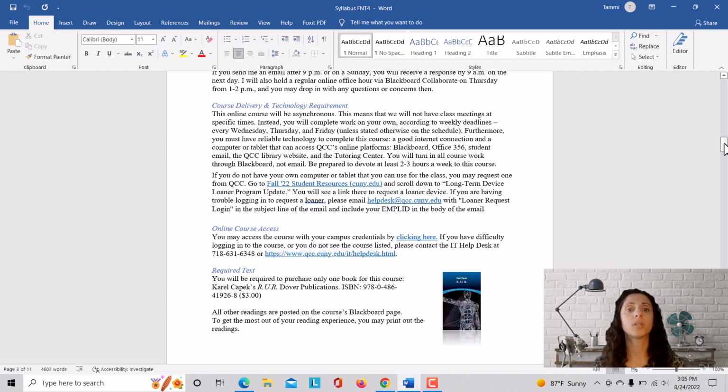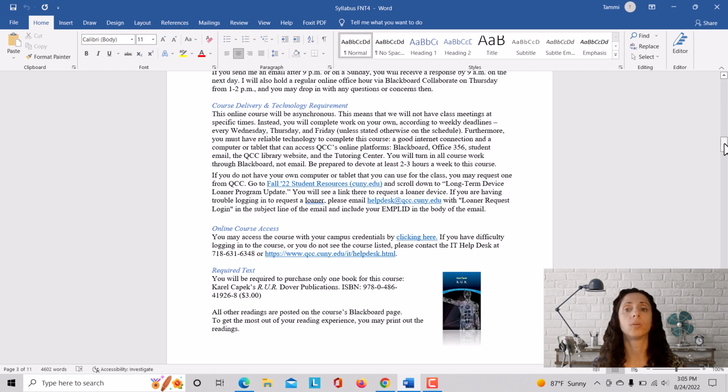So, course delivery and technology requirements. This online course will be asynchronous. So this means that we'll not have class meetings at specific times. Instead, you'll complete the work on your own according to weekly deadlines every Wednesday, Thursday, and Friday, unless stated otherwise on the schedule.